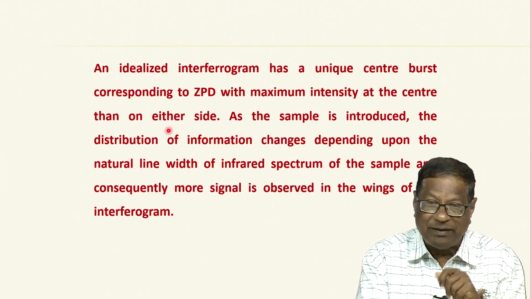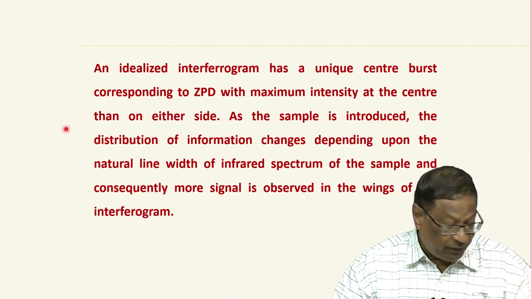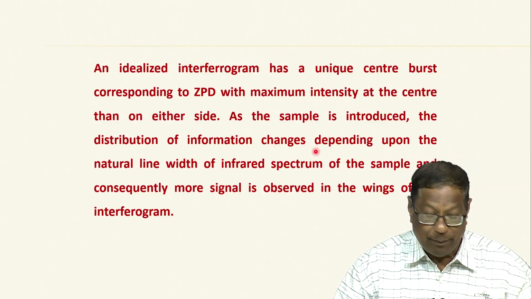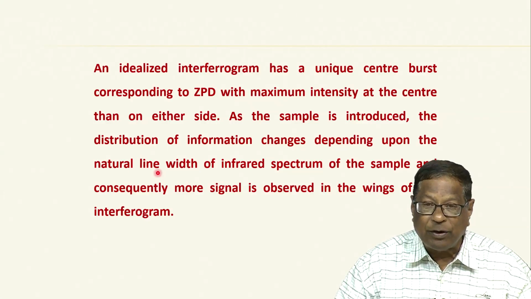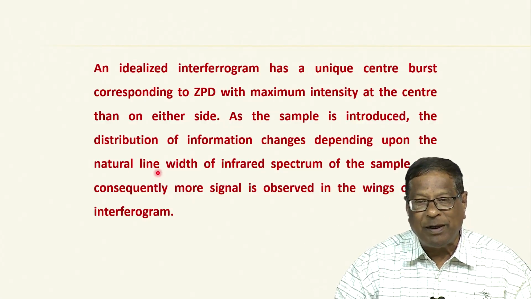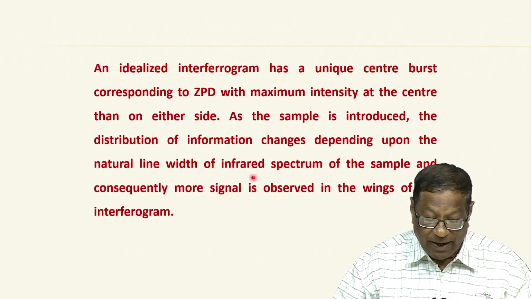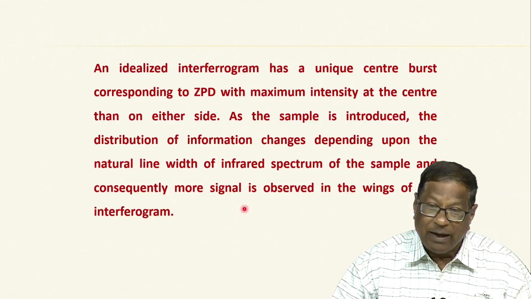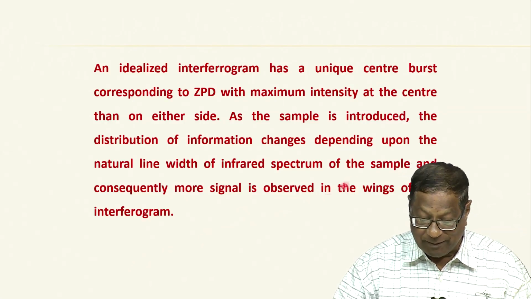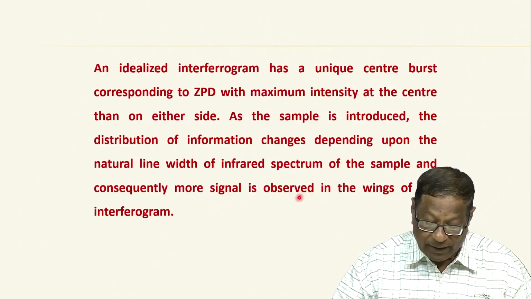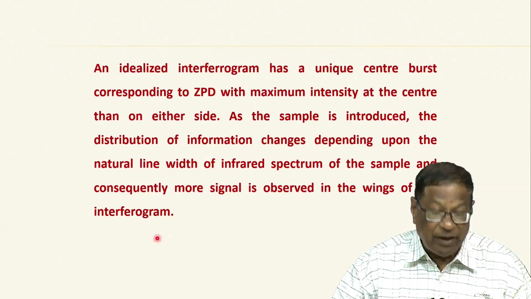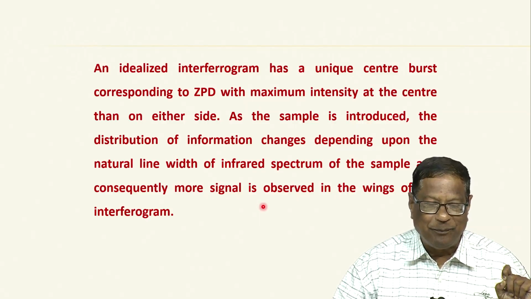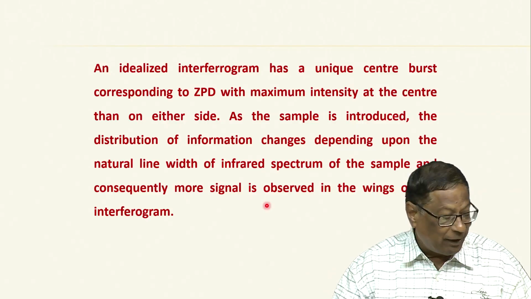So, as the sample is introduced, the distribution of information changes depending upon the natural line width, what we are, every 0.01 centimeter the information changes, and that line width of the infrared spectrum of the sample, and consequently the signal also will change. So, that will be observed in the wings of the interferogram. The actual infrared spectrum is observed at the wings of the interferogram.